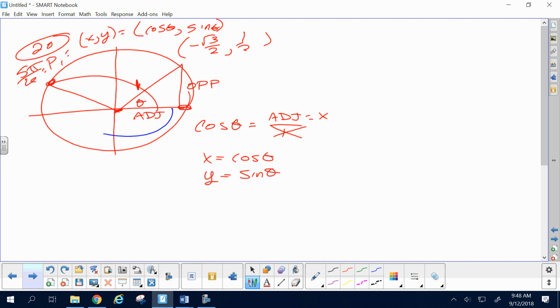If you go down, that's a negative angle. Negative 5 pi over 6 puts you at point 2. It's still x and y. X is still the adjacent side, so cosine. Y is still the opposite side, so sine. What's the cosine of negative 5 pi over 6?